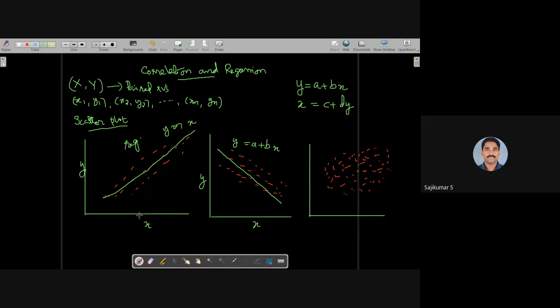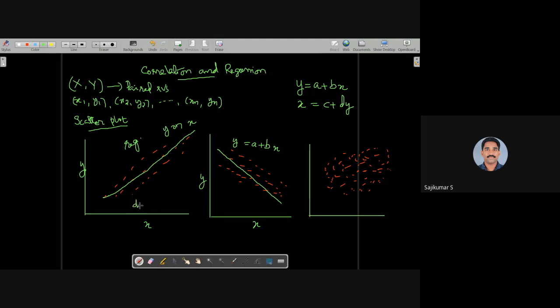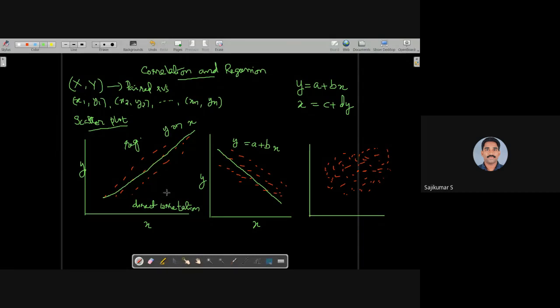So this is an example of a direct correlation, direct correlation or positive correlation, positive correlation because the slope is positive.